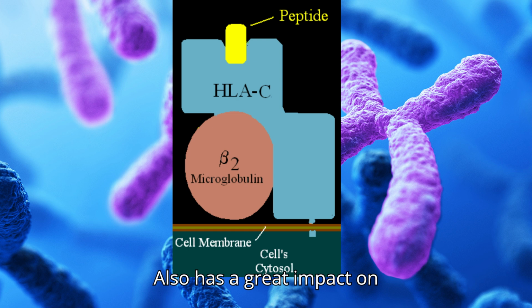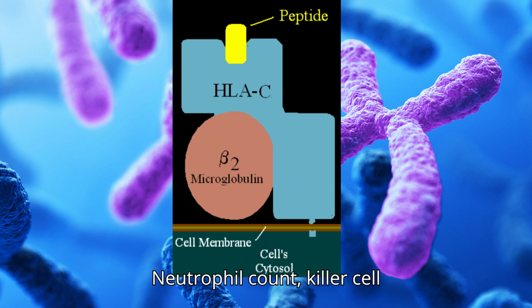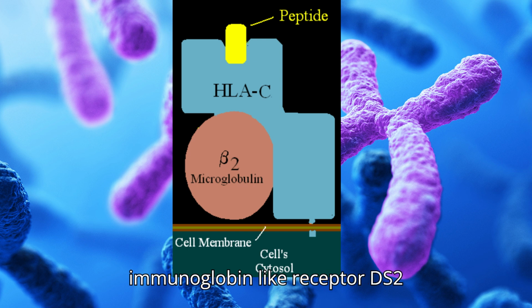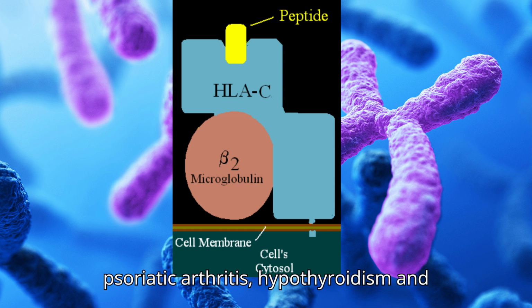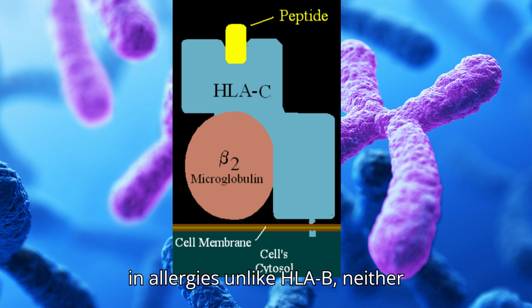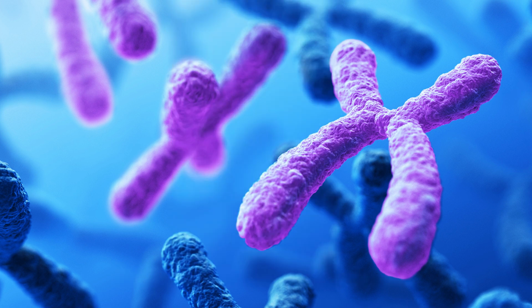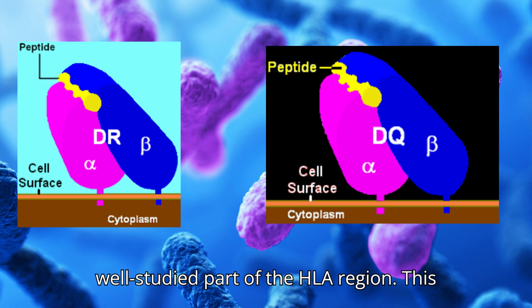HLA-C also has a great impact on lymphocyte count, white blood cell count, neutrophil count, killer cell immunoglobulin-like receptor 2DS2 levels, ulcerative colitis, psoriatic arthritis, hypothyroidism, and interestingly, HLA-C is not implicated in allergies unlike HLA-B, neither is it implicated in multiple sclerosis. HLA-DR and DQ is the most well-studied part of the HLA region.